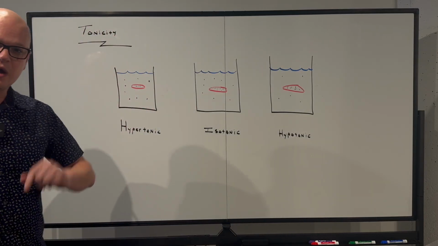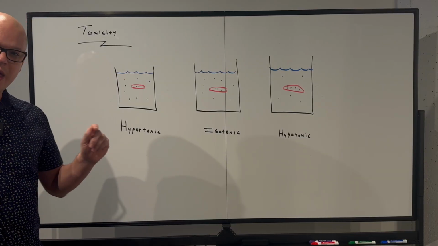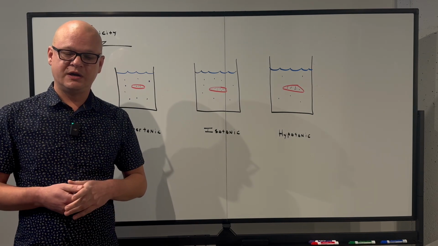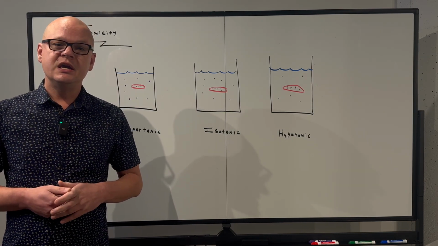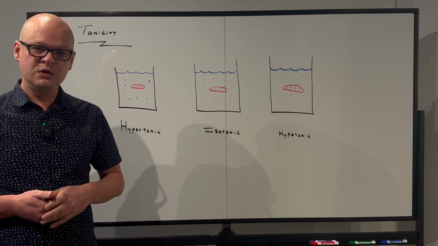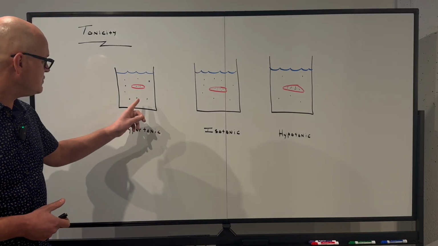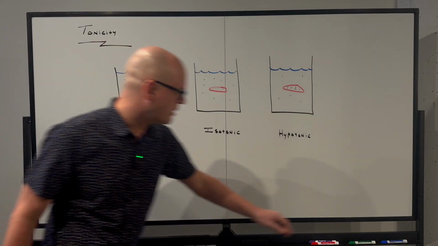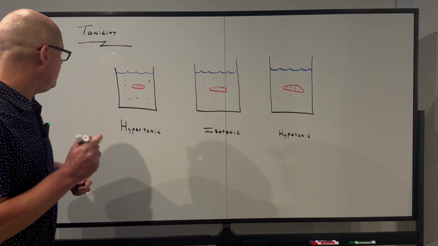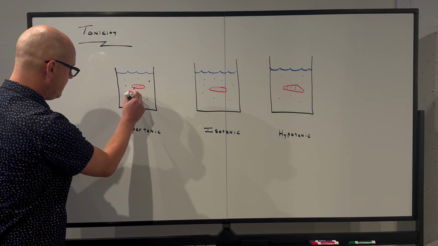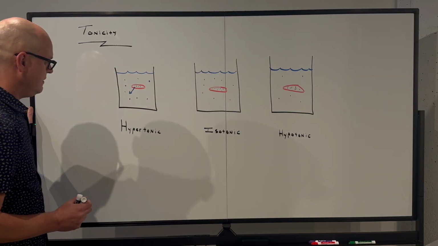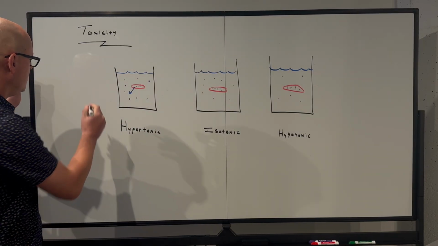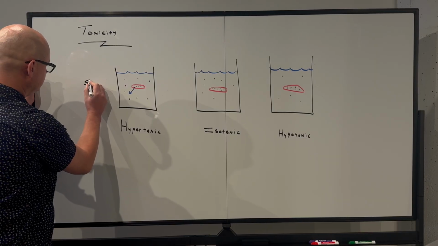So in the hypertonic solution, we know that water via osmosis, the movement of water from high concentration to low concentration, is going to want to follow solute. So because we have more solute surrounding the RBC here, water is going to want to move outside of the cell. And as a result, the RBC will shrivel.